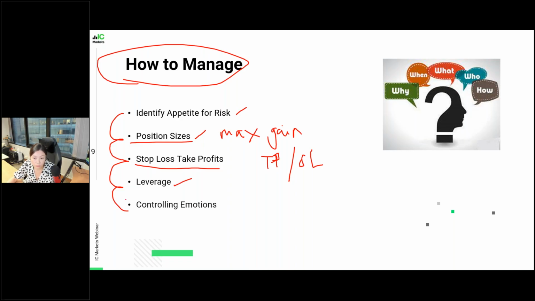Next we have leverage. Leverage allows traders to gain more exposure than their original account might otherwise allow. So there is a higher potential to profit, but also higher risk. So you have to manage it.